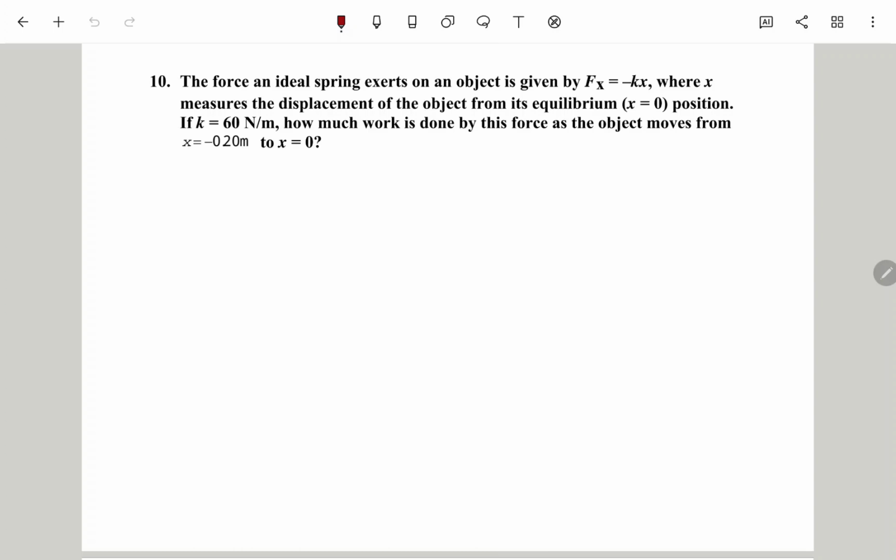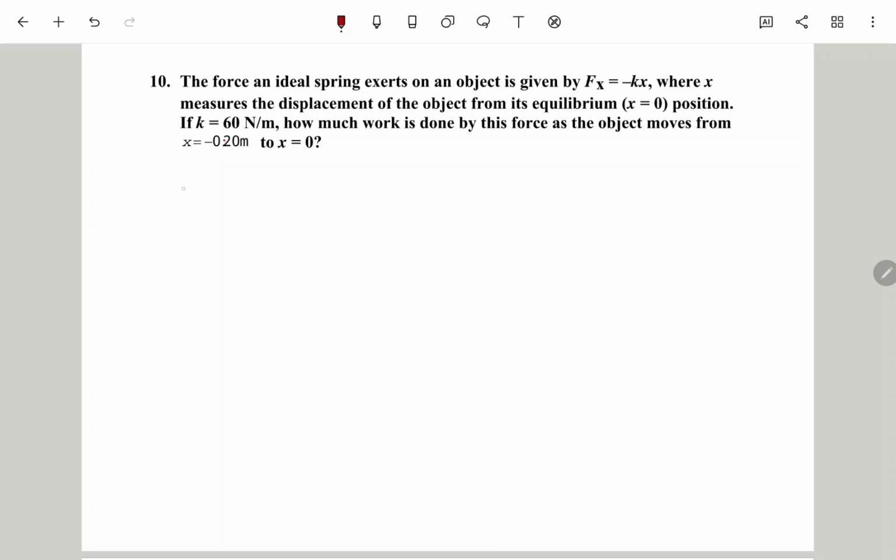The force an ideal spring exerts on an object is given by Fx equal to minus kx, where x measures the displacement of the object from its equilibrium position, x equal to 0. If k, which is the spring constant, equal to 60 newtons per meter, how much work is done by this force as the object moves from x equal to 0.2 to x equal to 0?